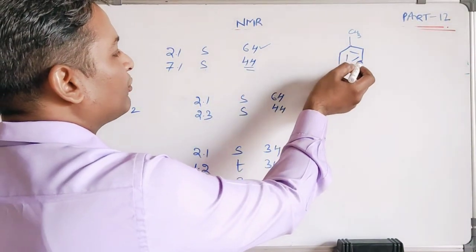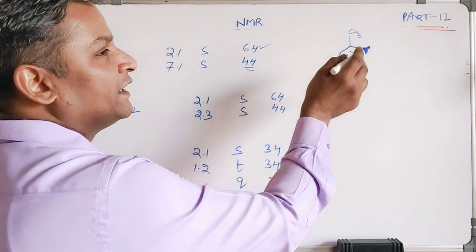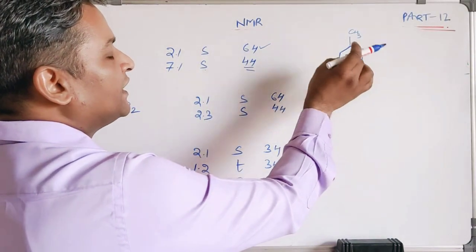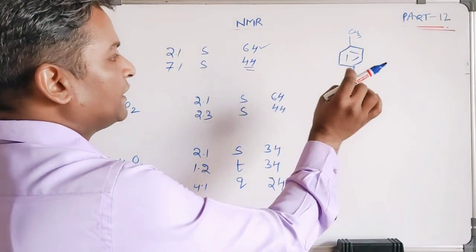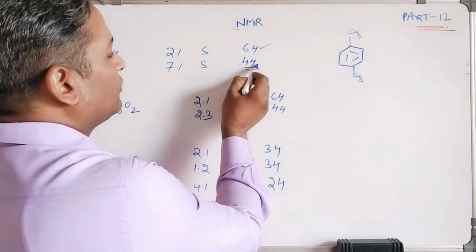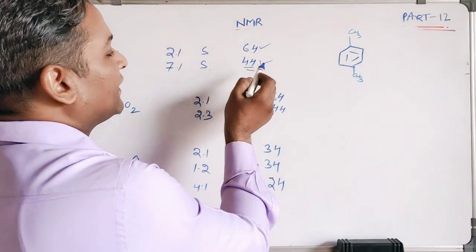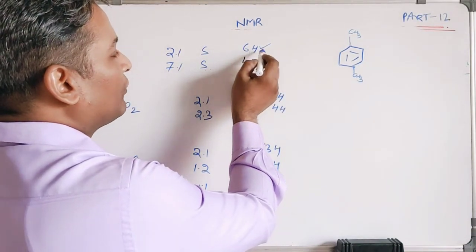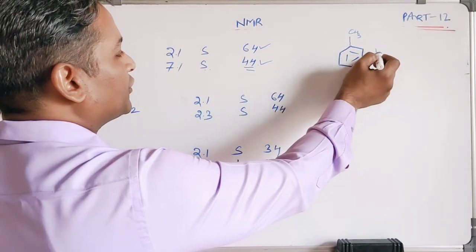If you write methyl on meta position or ortho position, they will not give you two environments, but when you write methyl on para position, they will give you ideally two environments only. So 4 proton singlet always indicates a disubstituted benzene system, and 6 proton singlet always indicates methyl and methyl. So this is the structure of our compound.